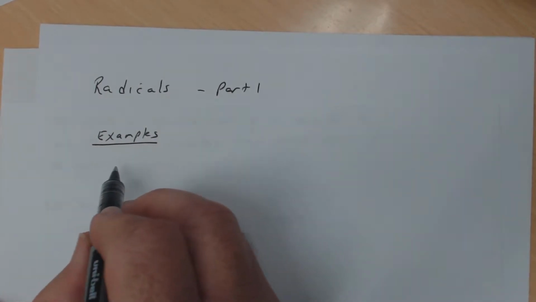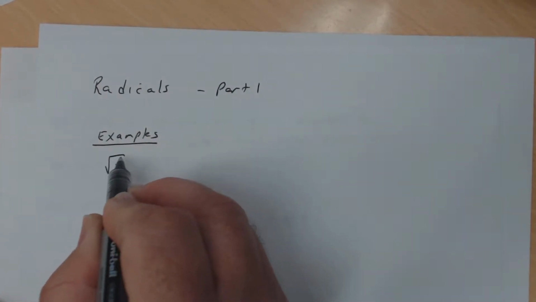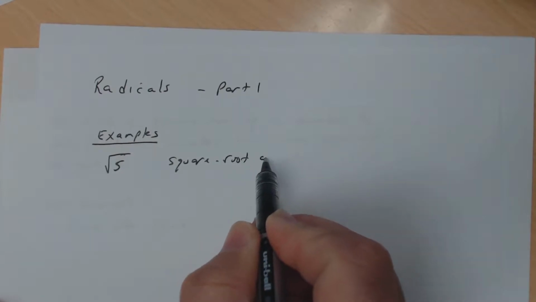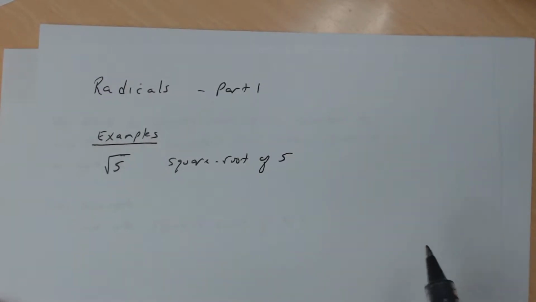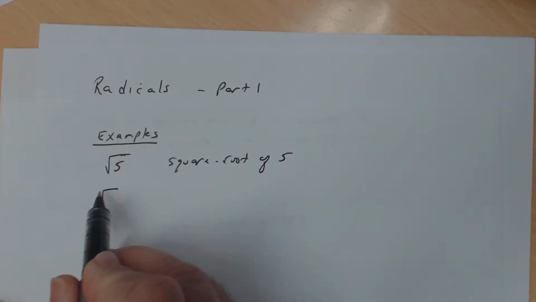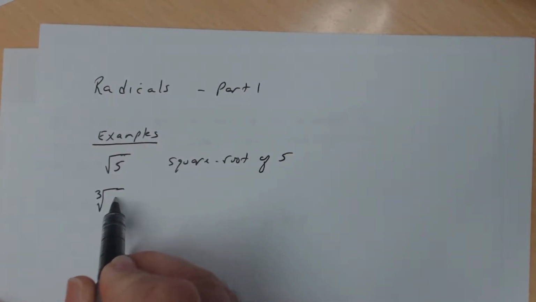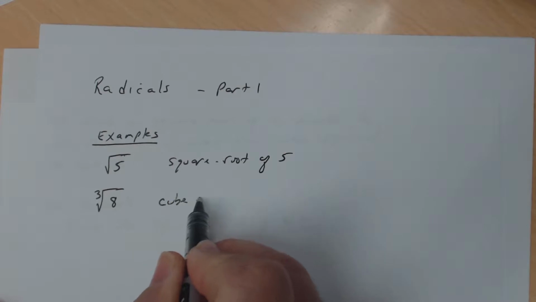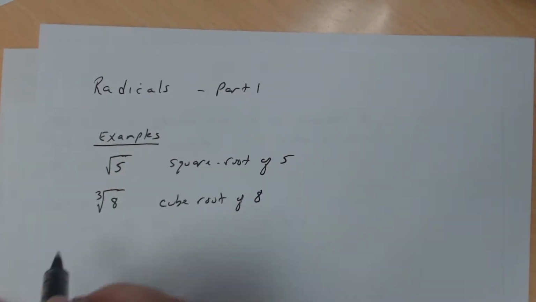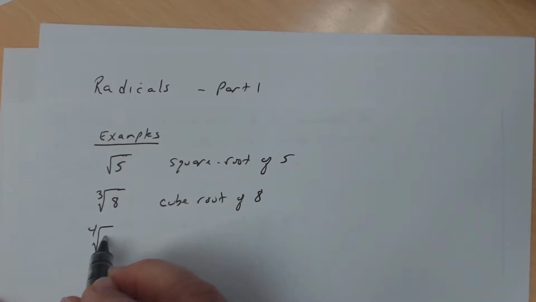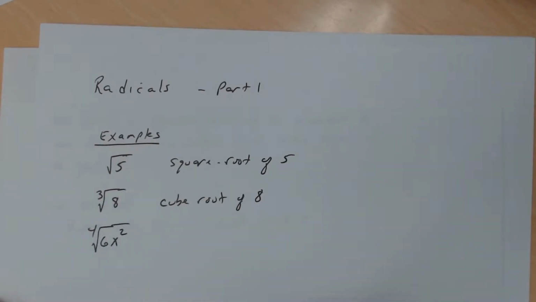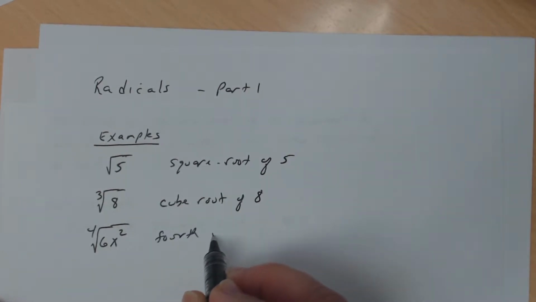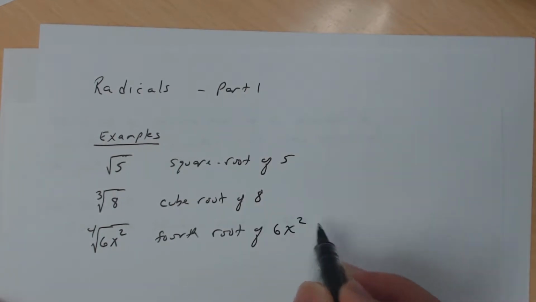So these are examples of radicals, like the square root of 5. Now notice I use the word square root. So this means square root of 5. That's how you read this. The cube root of, let's say, 8. So remember, this is read as the cube root of 8. Let's say the fourth root of 6x squared, and so on.